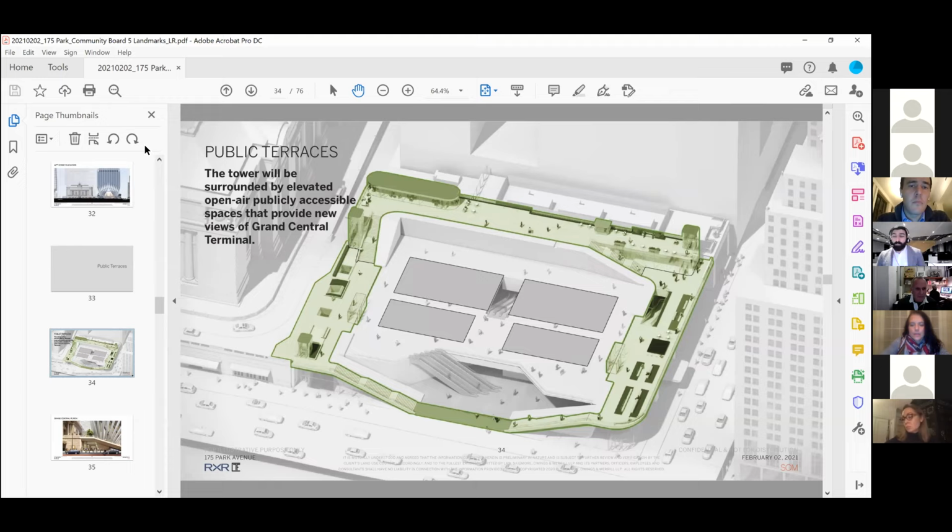Sorry, it was a little hard to hear the last. Can you say that one more time? How much additional building volume are you getting in exchange for the open plazas? How much bigger building is it?